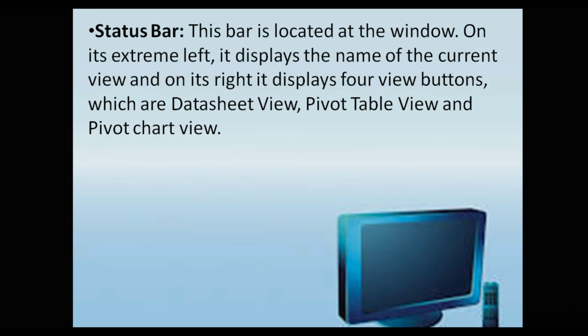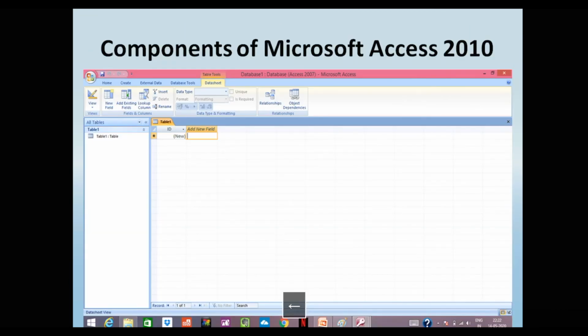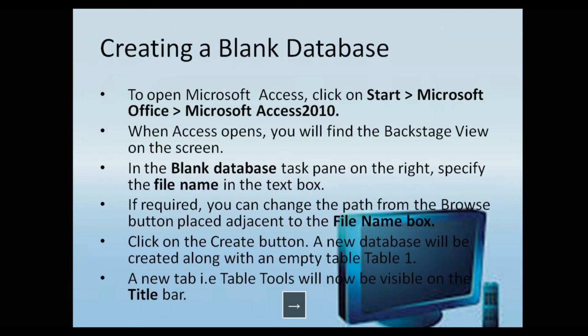Now status bar. What is the status bar? Let's see where the status bar is. This is our status bar, where we can see on which sheet we are working. You can see my mouse pointer. This is our status bar, where we can see all the things on which we are working.